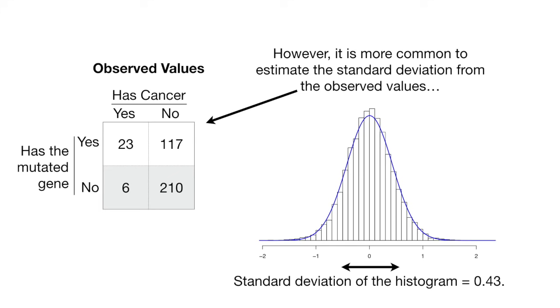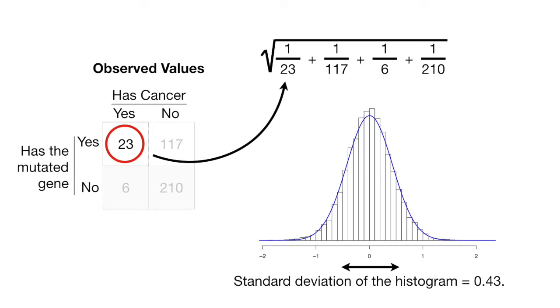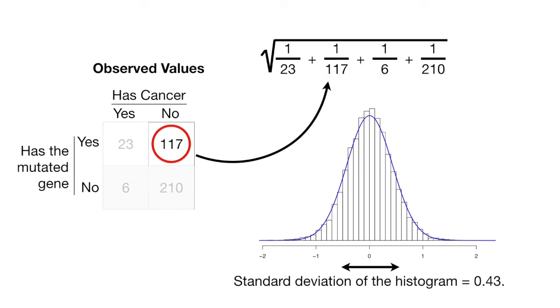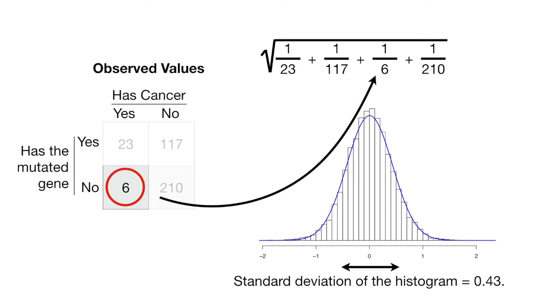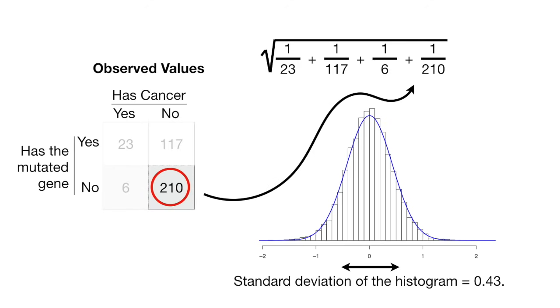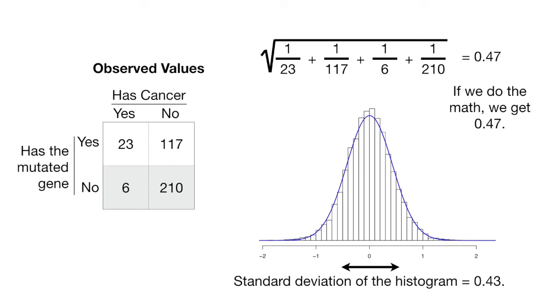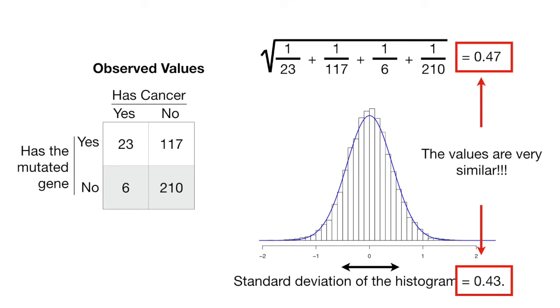However, it is more common to estimate the standard deviation from the observed values. You do this by taking the square root of the sum of 1 over each of the observed values. If we do the math, we get 0.47. The two different standard deviations that we calculated are very similar.